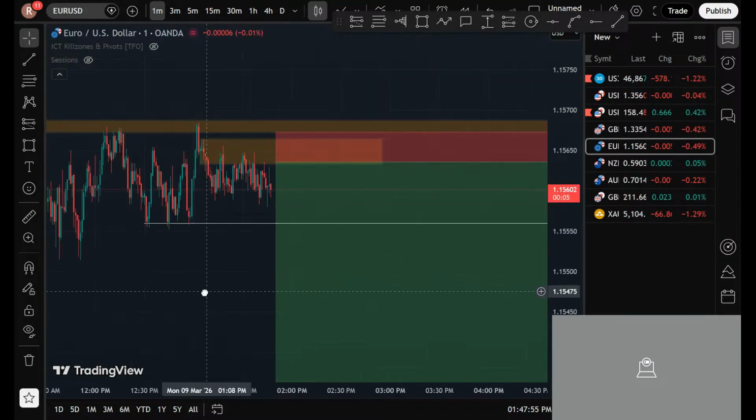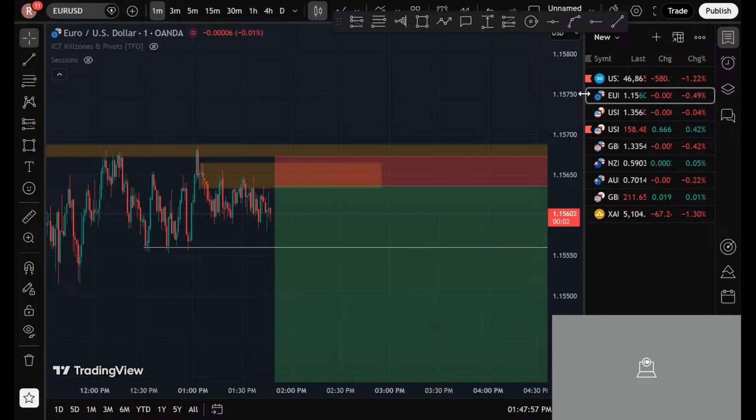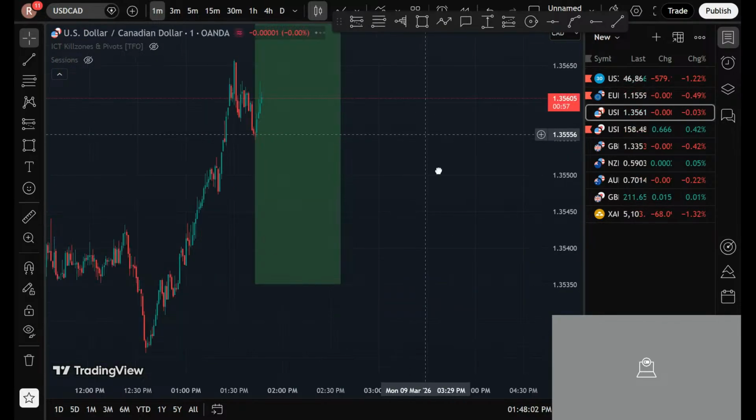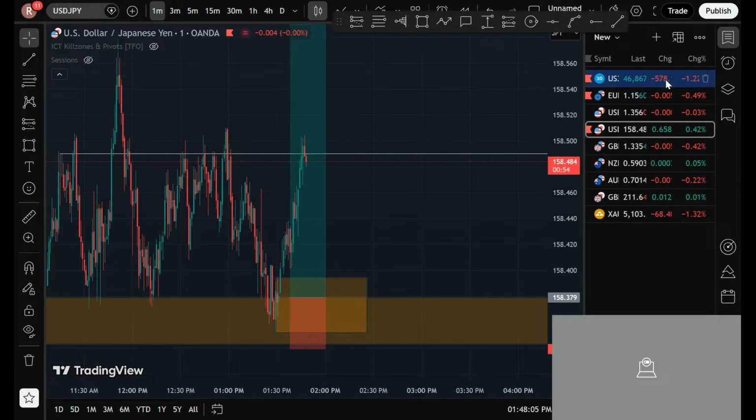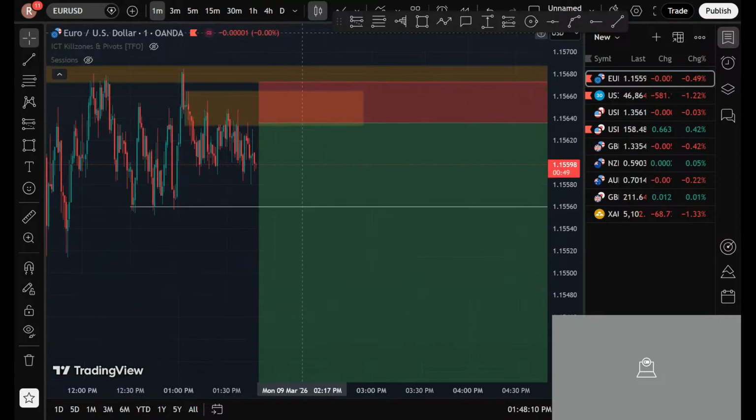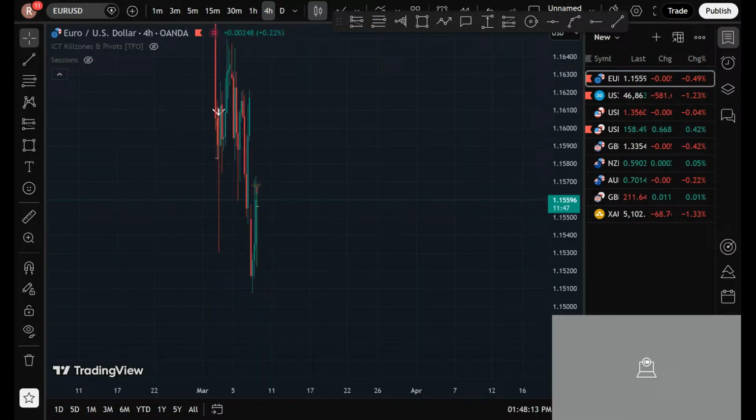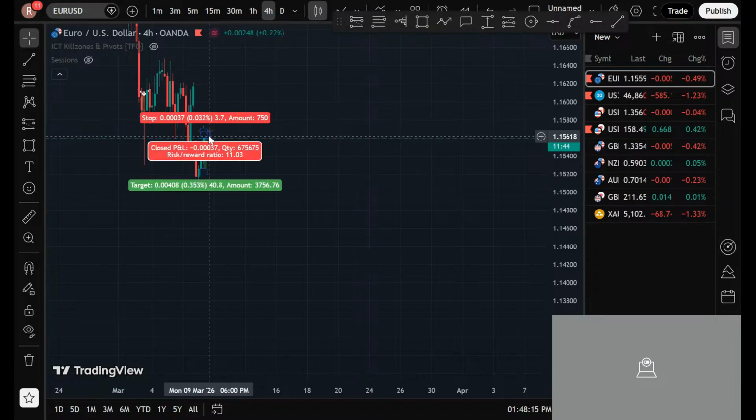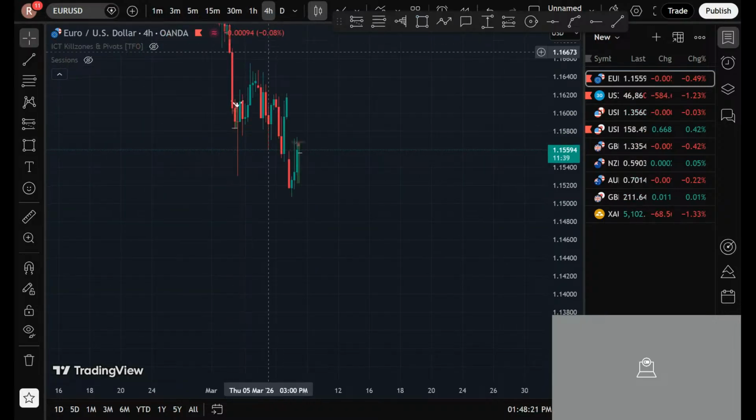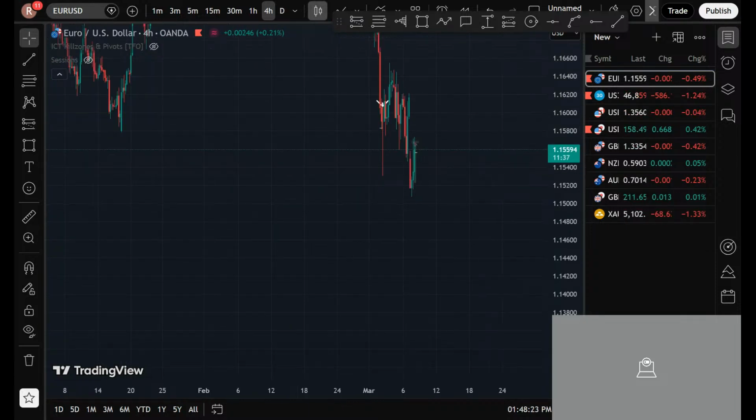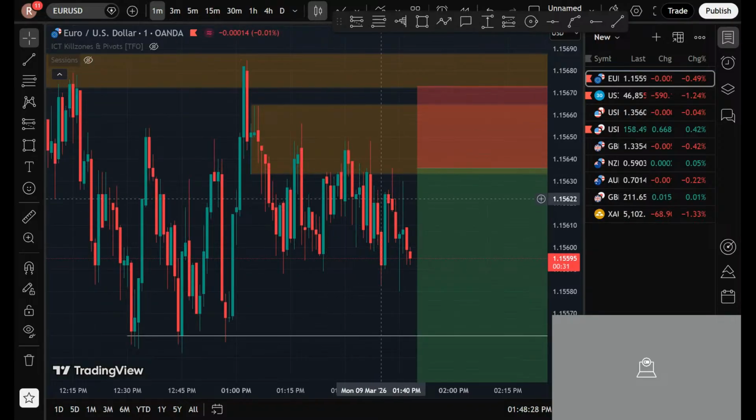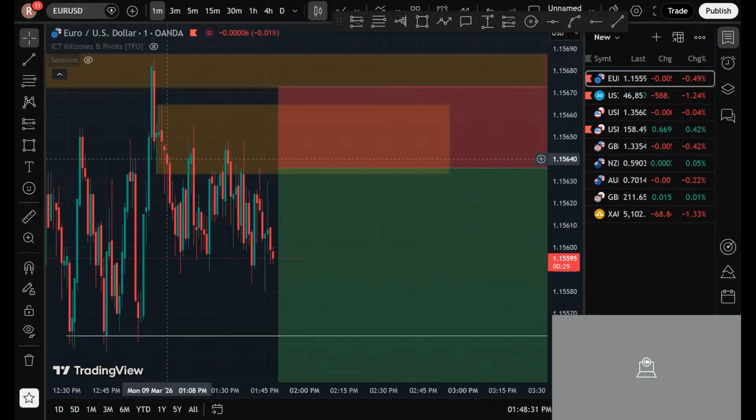So Euro USD is good as well. US 30 looks kind of doubtful. This trade was good, just didn't play it out. Euro USD should play because I can see this is also the selling area and we are overall in downtrend. So if this candle just comes over here, I'll be just looking for shorts.